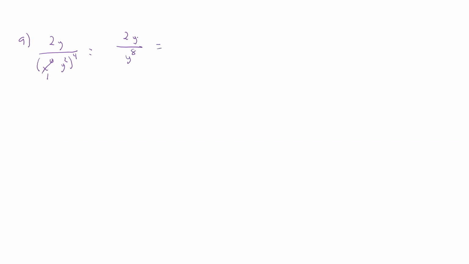Now, what we can do is we can cancel. Well, one of these y's is going to cancel one of those. That's left with 7. And so we end up with 2 over y to the 7.